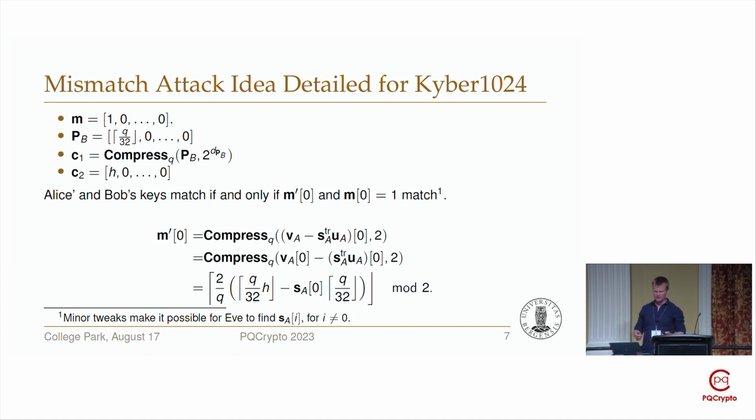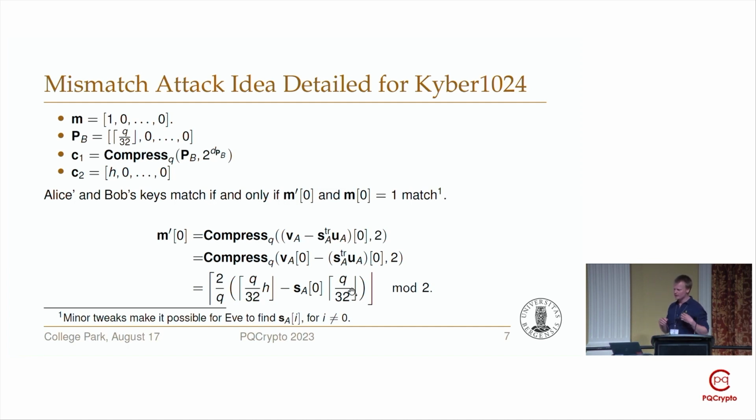Now, by construction, this will lead to Alice's corresponding value M prime. It will by construction be 0 on all positions except for the one on index 0, which will mean that Alice and Bob's keys will match if and only if M prime of 0 is equal to M of 0, which is set to 1. And the value of M prime of 0 here, it simplifies to this expression here.